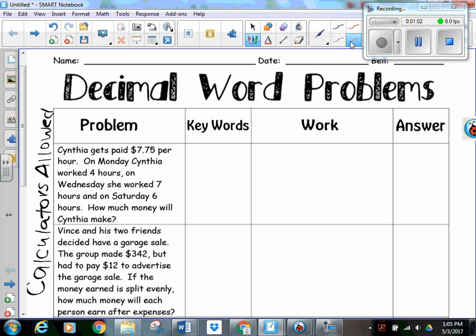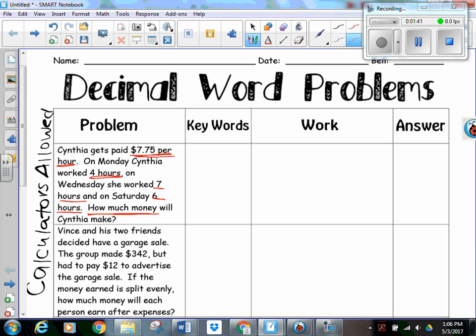It says Cynthia gets paid $7.75 per hour. On Monday, Cynthia worked 4 hours. On Wednesday, she worked 7 hours. And on Saturday, 6 hours. How much money will Cynthia make? For this problem, what I would do is underline the $7.75 per hour. I would also underline the 4 hours, the 7 hours, as well as the 6 hours. And I would also underline how much money. All of that is important.